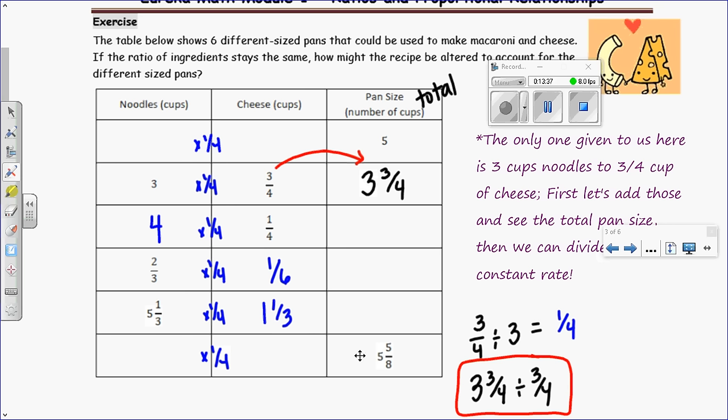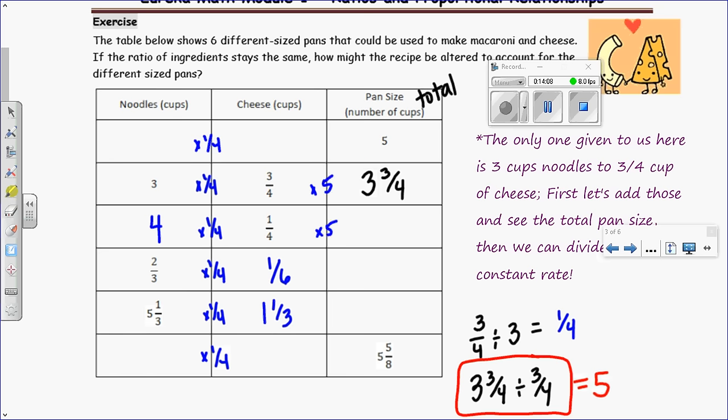The reason we need to do that is because if you're looking at 5 5/8 and 5 as a whole, well, I can't add up the noodles and the cheese to get the pan size. I don't know what it is. But I can figure out how did I go from 3/4 to 3 3/4 by dividing. So if you divided that, hopefully you got 5. Did you get 5? It's because I'm multiplying by 5 to go from the cheese to the pan size.